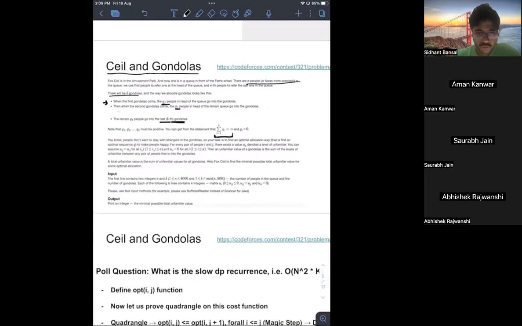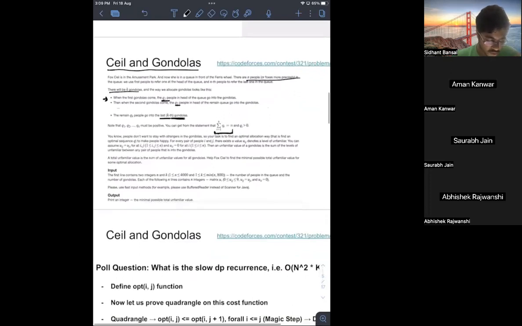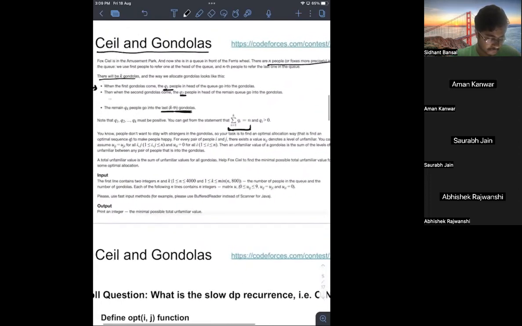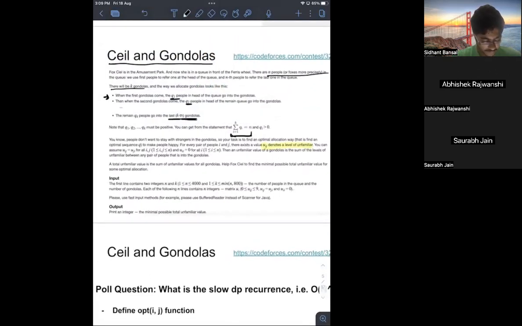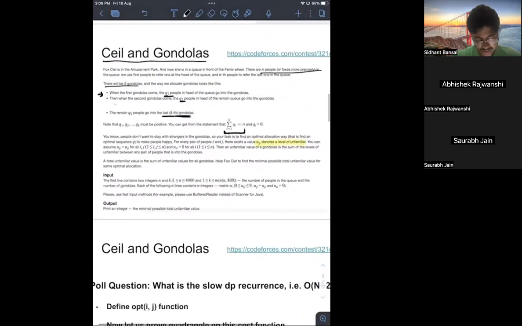What's the cost of the grouping? So you want to minimize the cost of the grouping. And the cost is that within a given group, the sum of all the u_ij is the cost, the unfamiliarity of people with one another. So take an example. And so that's the cost, and you want to minimize the sum of the costs.